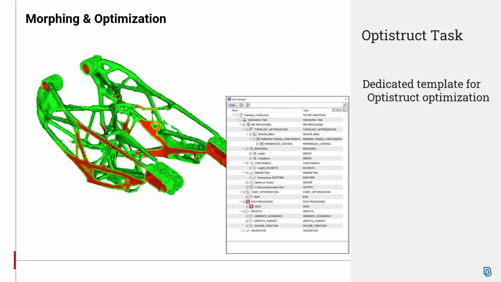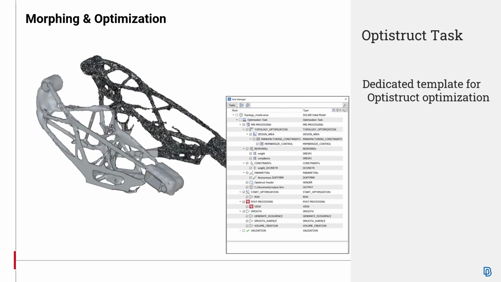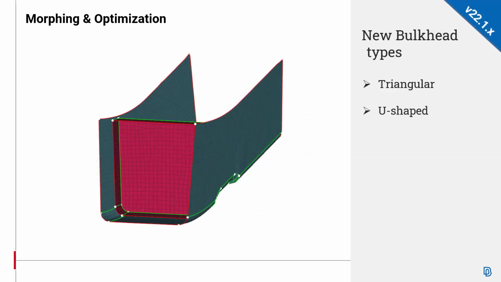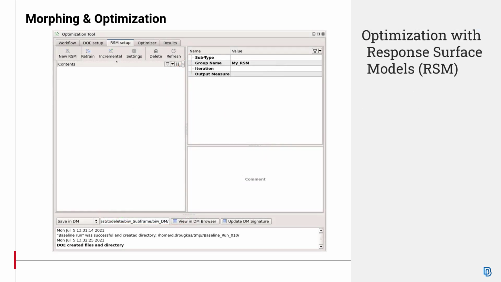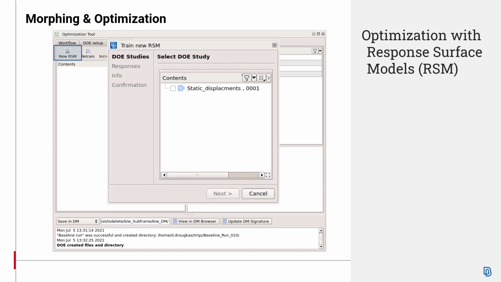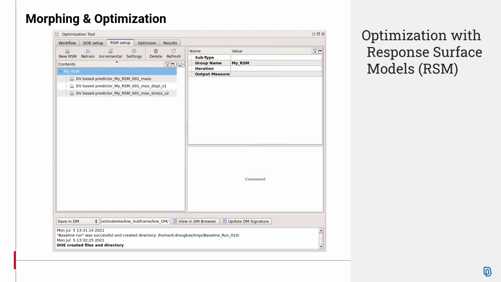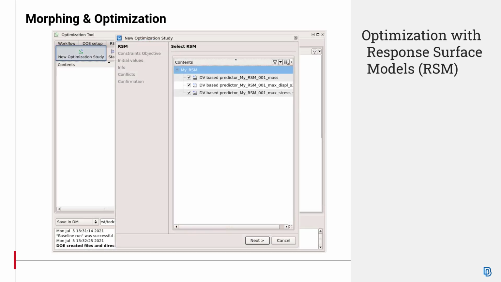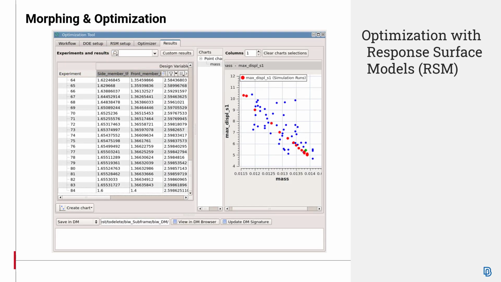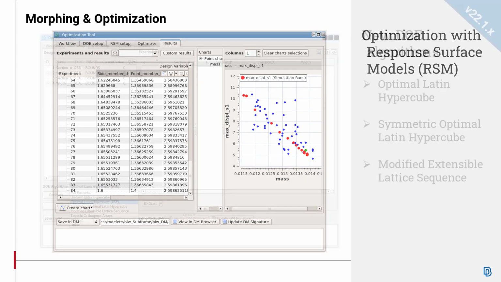Moreover, a new template is now available for OptiStruct optimization, guiding the user through the analysis setup. Through the bulkhead tool, new triangular and U-shaped bulkheads can be created. As far as optimization is concerned, response surface models can now be trained from completed DOE runs. The trained RSM can be used in the new Optimizer tab to start an optimization study. Experiments and optimization iterations can then be visualized through the respective interface.